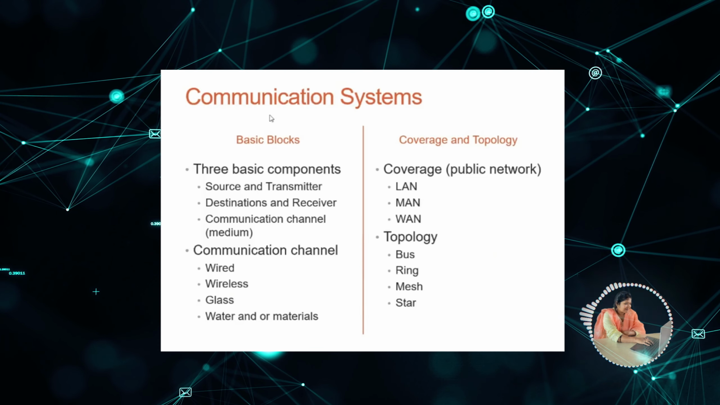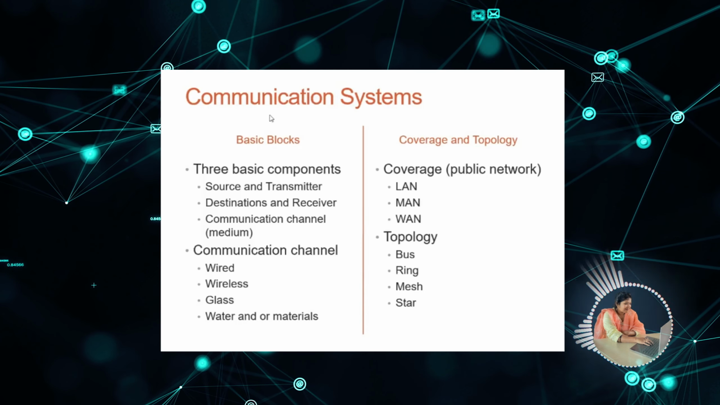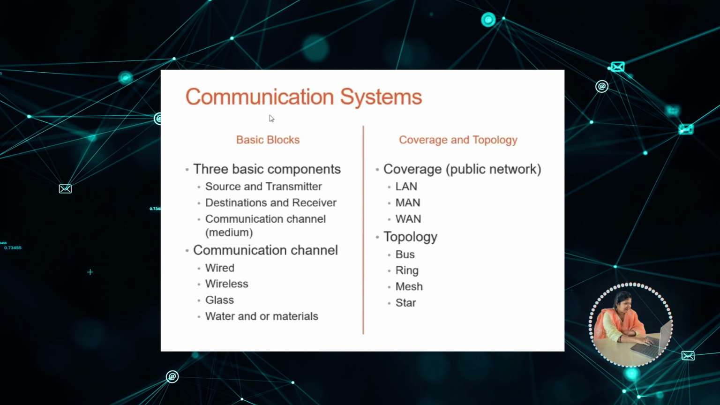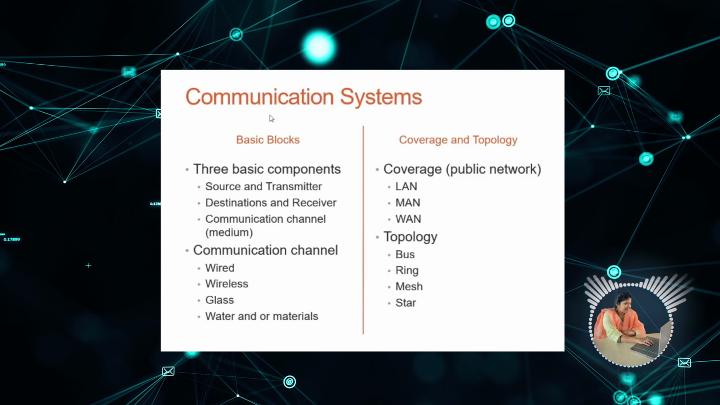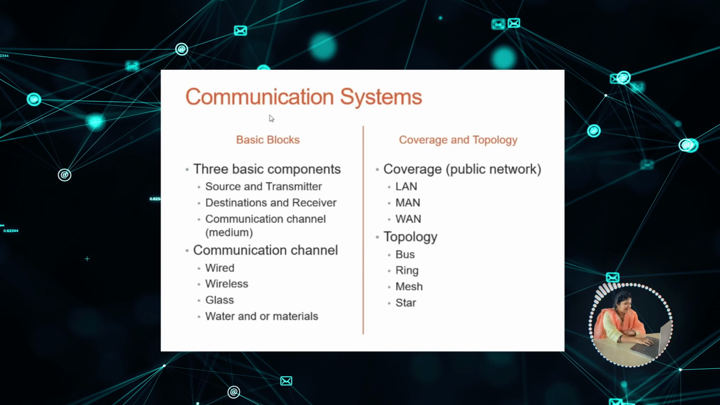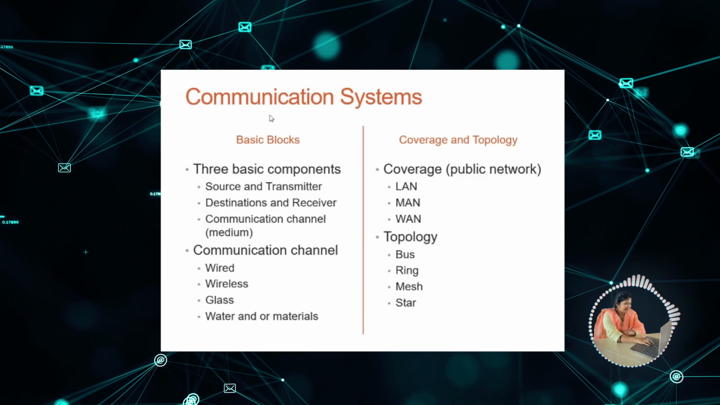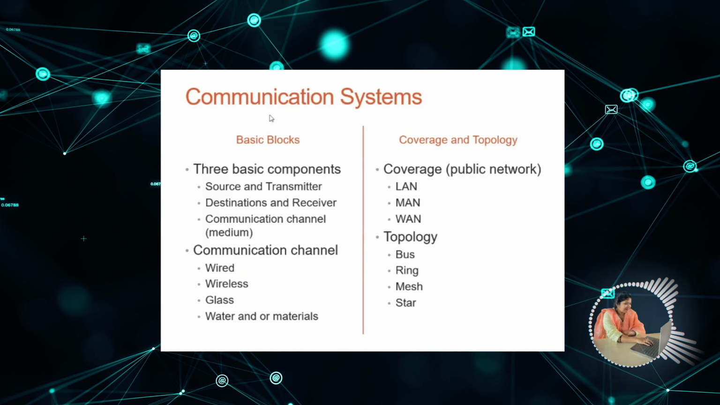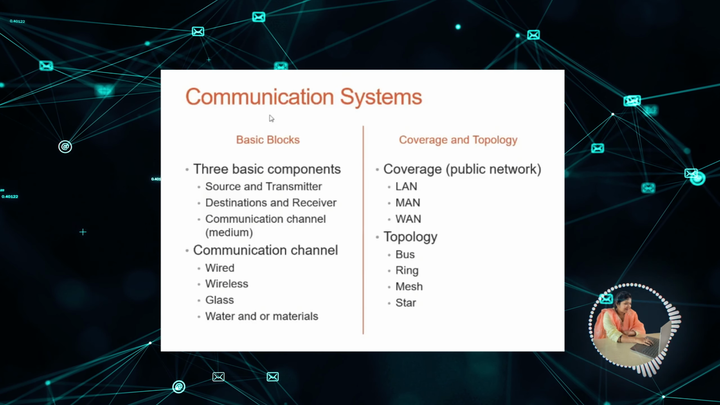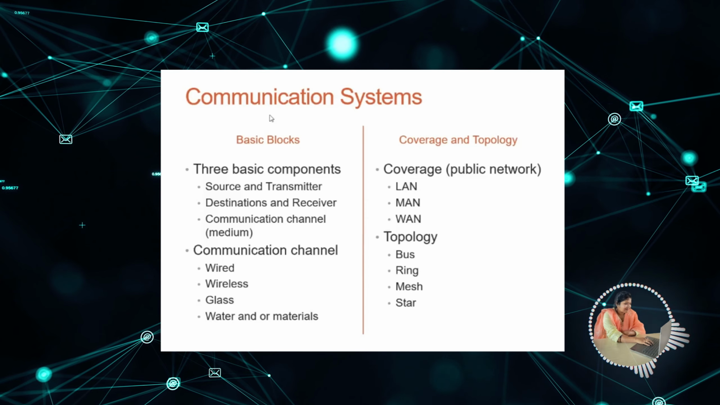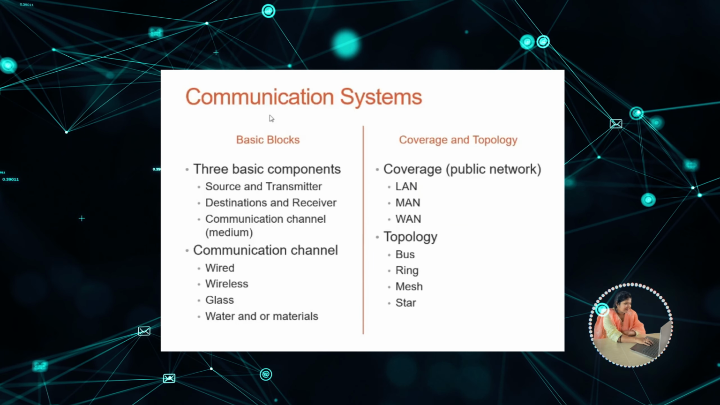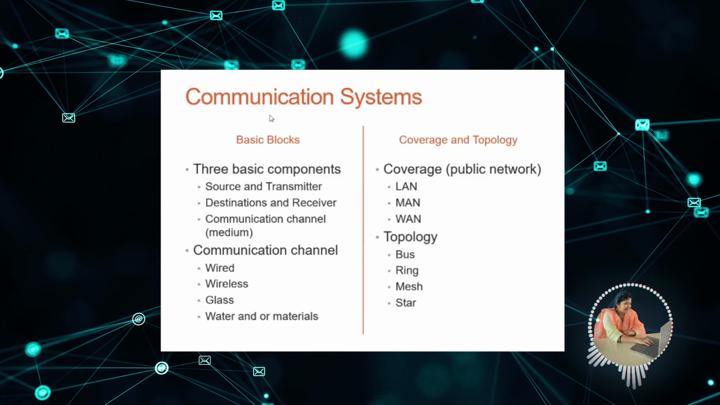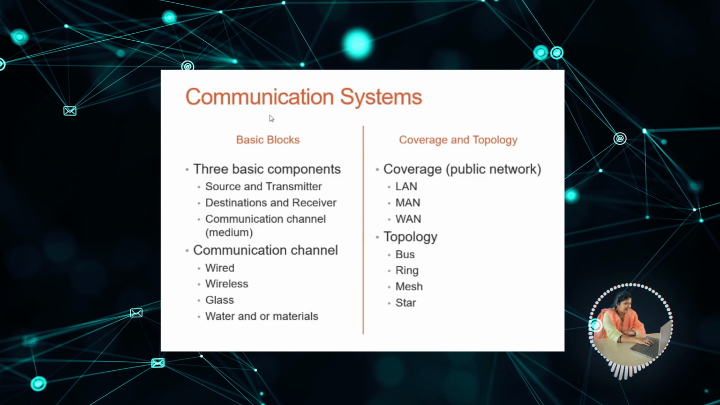Now if we want to talk about architecture, this is very important because when we want to design a communication system, the transmitter, receiver, and communication channel are important. Then when we want to transmit a signal, the communication channel, that is wired, wireless, glass, water or materials, is very important. And when you establish your communication system, the next very important point is what coverage or what topology you are going to use to transmit a signal.